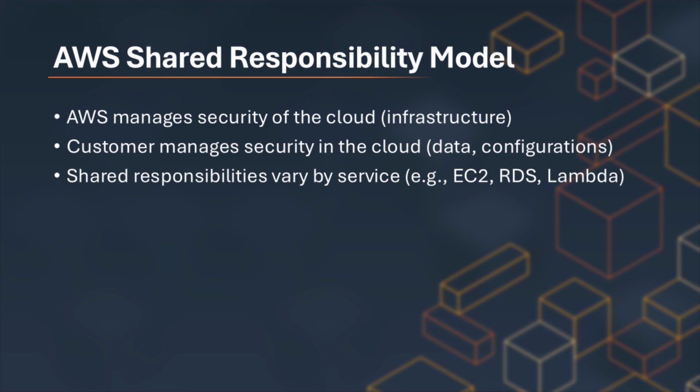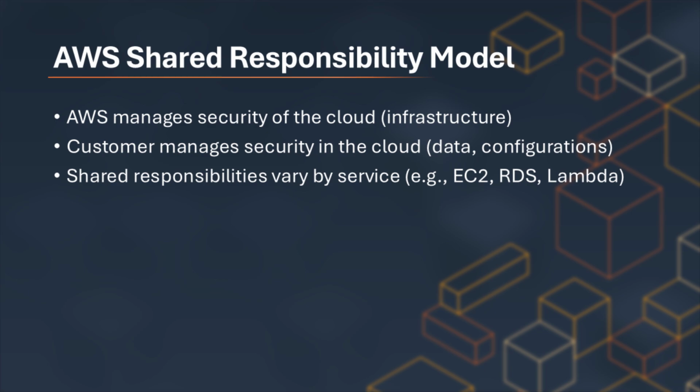Responsibilities vary by service. With Amazon EC2, you secure the operating system, patch software, and configure firewalls. With Amazon RDS, AWS handles database patches and backups, but you set up user permissions. For AWS Lambda, a serverless service, AWS manages the runtime environment, leaving you to secure your code. The exam frequently tests these distinctions, so memorize this: AWS secures the infrastructure, you secure your data and configurations. A common question might ask who manages EC2 instance patching. You do, not AWS.